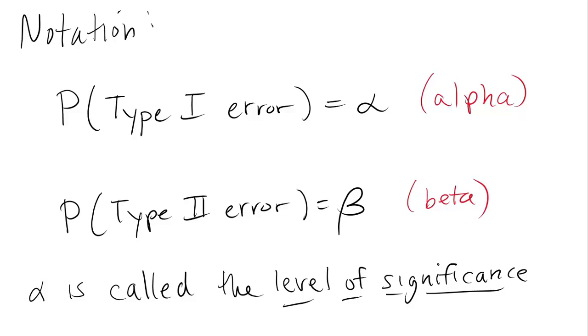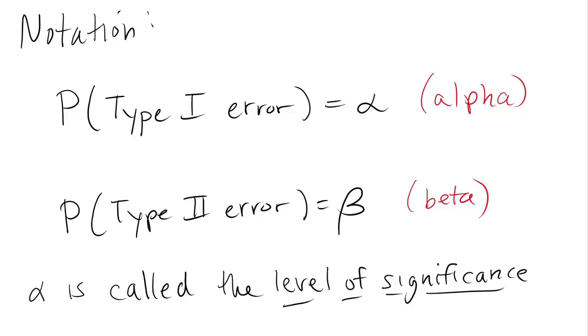If beta gets small, then alpha gets bigger. The only way to reduce them both is to increase your sample size. The larger your sample size, the smaller these probabilities get. But you can't just make both of them arbitrarily small, because they kind of teeter-totter. When one gets smaller, the other one gets bigger.